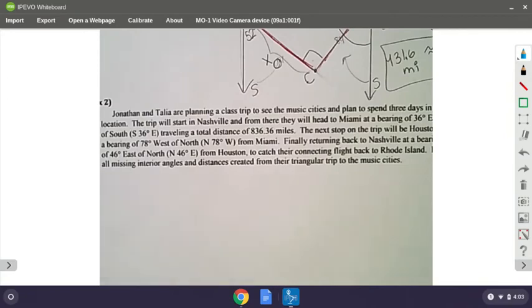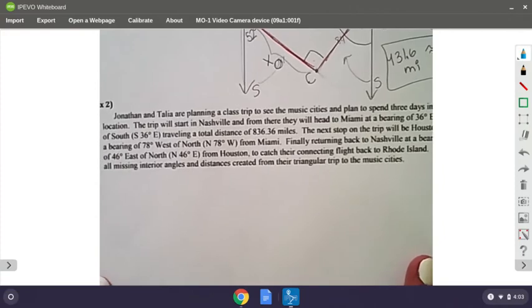Okay, so number two talks about Jonathan and Talia, which is me and Mr. Bartlett. And we're planning a class trip to see the Music Cities, which would be awesome, but unfortunately we can't do that, to spend 3 days in each location. So they give us a bunch of bearings. I like to make a list of it all just to keep it nice and organized.